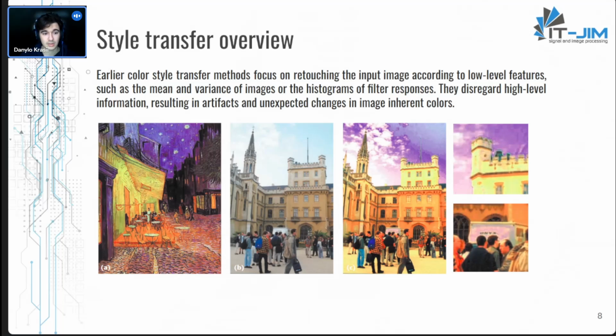The second technique is statistics-based methods. Earlier color style transfer methods focus on retouching the input image according to low-level features like variance or mean of images, or the histograms of filter responses. They disregard high-level information, resulting in artifacts and unexpected changes in image inherent colors.